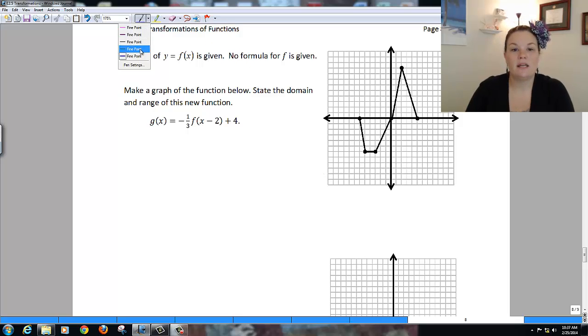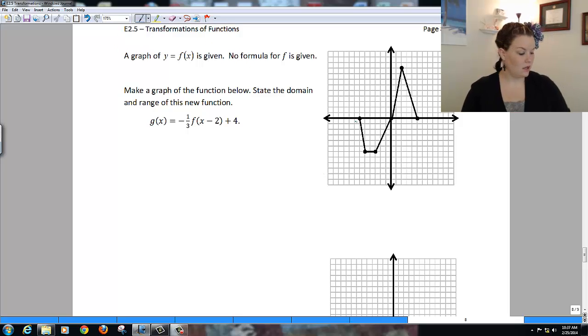So here I'm going to go ahead and identify each point. This first point is -6, 0. Okay, my second point is -5, -6. My third point is -3, -6. I have a point here at the origin, so 0, 0.